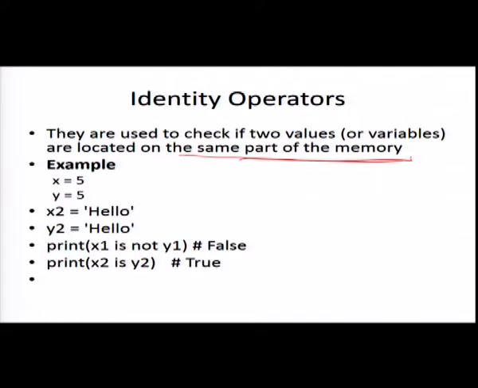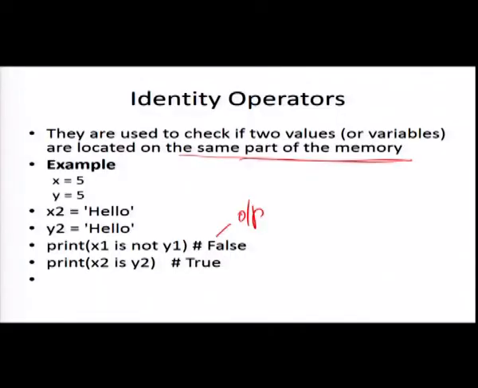For example, if I give x equal to 5, y equal to 5, and then print x1 is not y1, which means x1 is not y1, which is nothing but false. So this is the output that has been printed. I have given it as a command, and this is the output that has been printed.